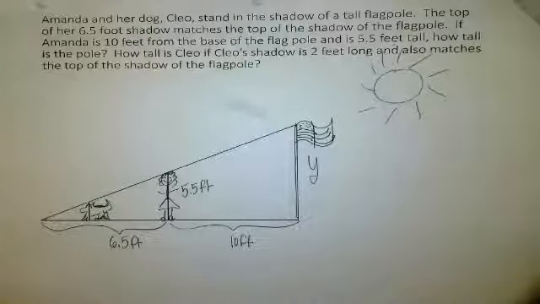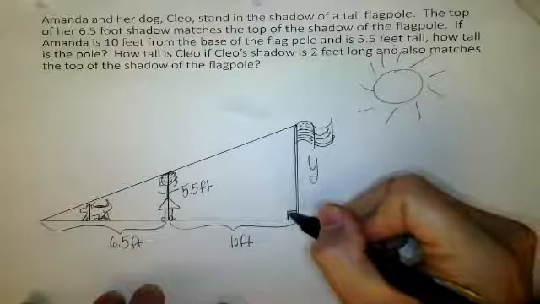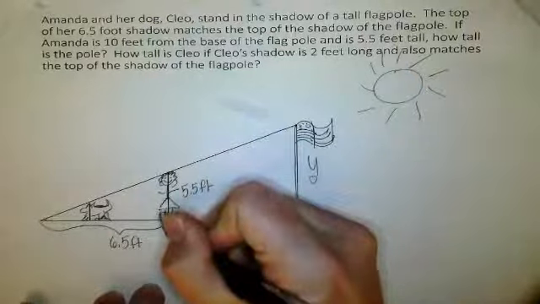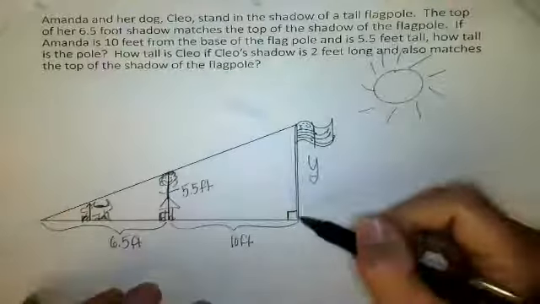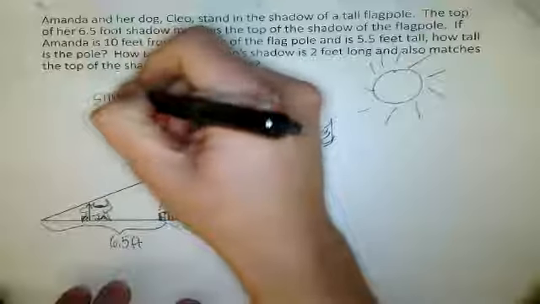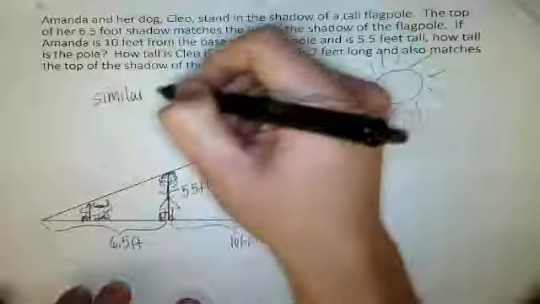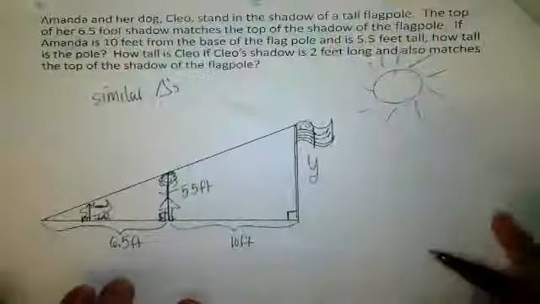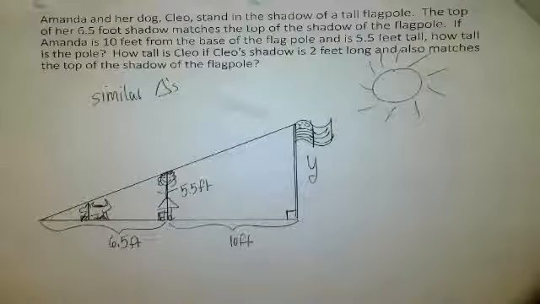Okay, stop. How many triangles were there? 3 triangles. They have a special name, those 3 triangles. They are right triangles, because they're perpendicular to the ground. So that's good to know. They are similar triangles. What makes them similar triangles?